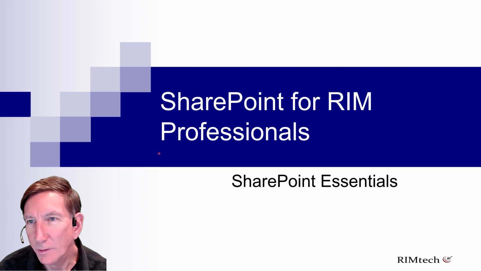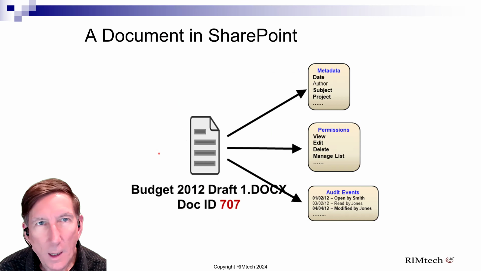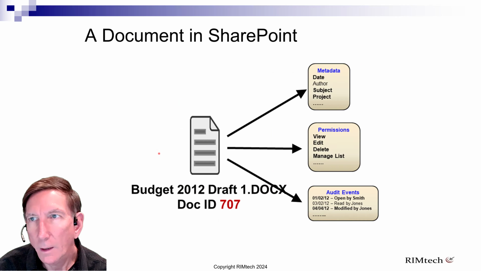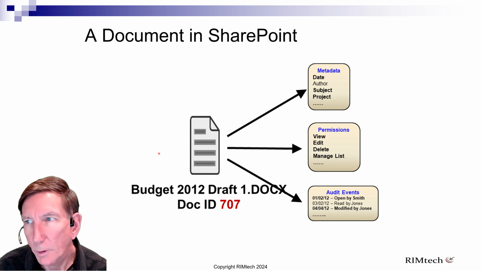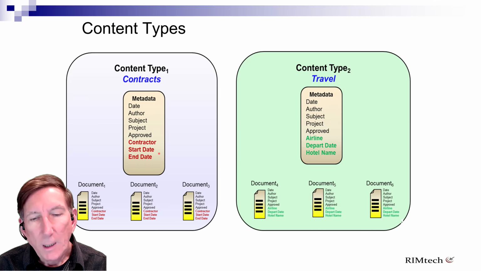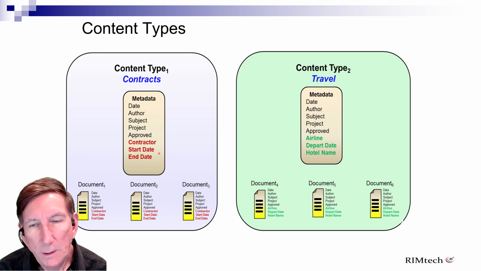Now let's get down to business with SharePoint. I'm going to assume that you know very little about SharePoint. So we're going to start from the very basics. Every document in SharePoint has metadata, permissions, and an audit trail of events that happened to that document. Next concept here is content type. What's a content type? It's the mechanism by which metadata is assigned to documents. Every single document in SharePoint has to have metadata. Okay? Every single document. There are no exceptions whatsoever.